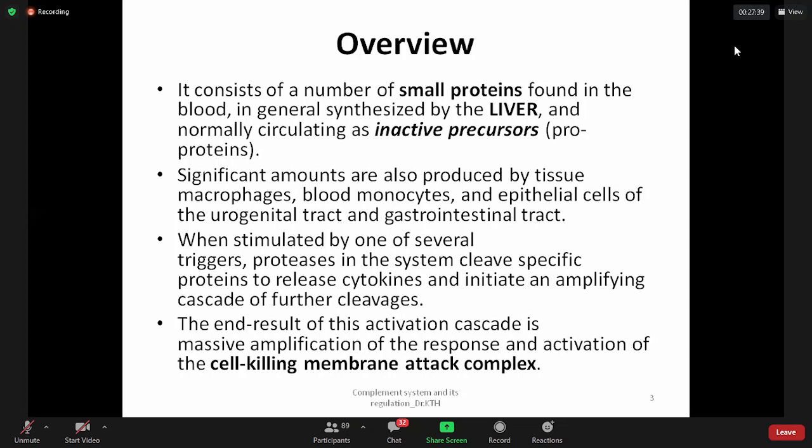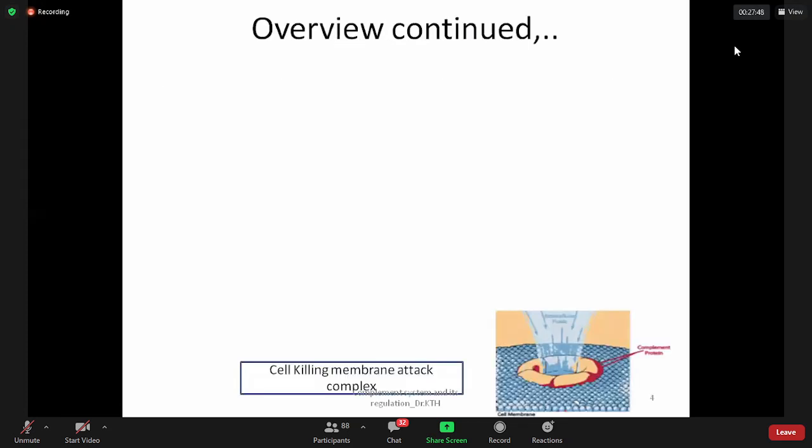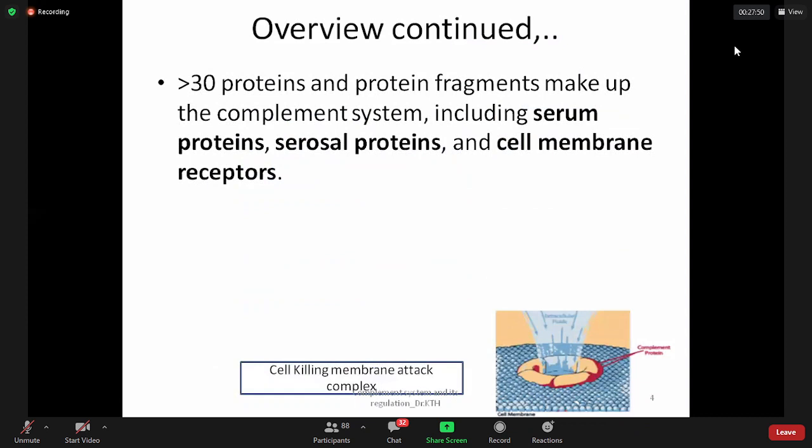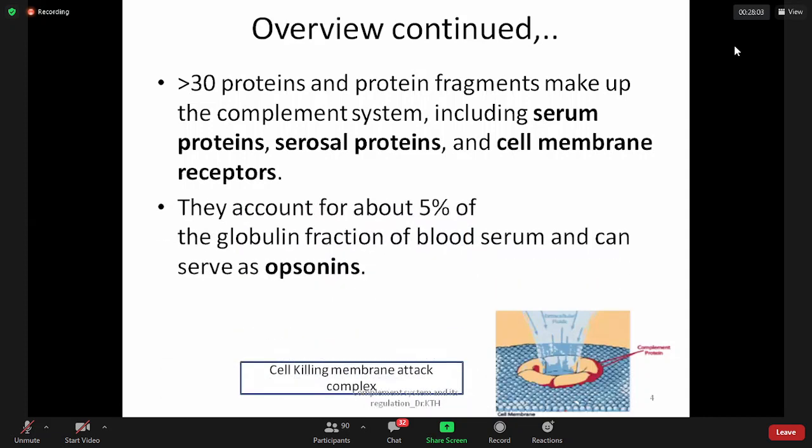And of course, like we shall see, the moment you're unable to control complement, then your own antigens become a target for this complement. So the complement system has over 30 proteins, and these proteins, like I said, they're usually in blood, so they can also be found in serosal areas, and they also have cell membrane receptors. And they account for about 5% of our globulin fraction of blood serum. And they usually serve as opsonins.